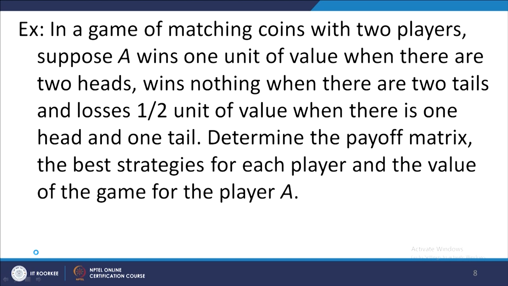So, in order to understand this method, let us look at this example, which says that in a game of matching coins with two players, suppose A wins one unit of value when there are two heads, wins nothing when there are two tails, and loses 1/2 unit of value when there is one head and one tail. So, this is a simple two player game, and we are required to determine the payoff matrix and the best strategies for each of the two players and the value of the game for player A.